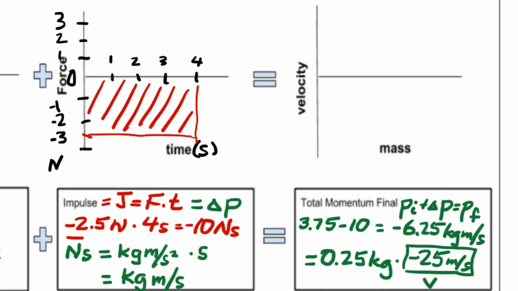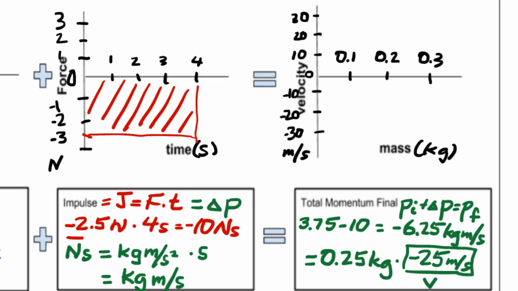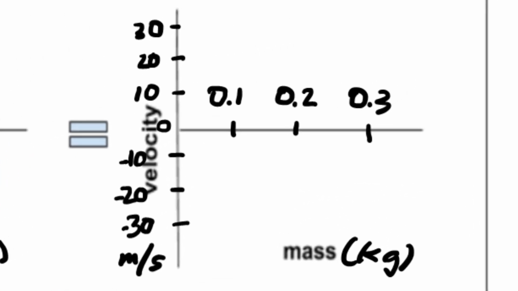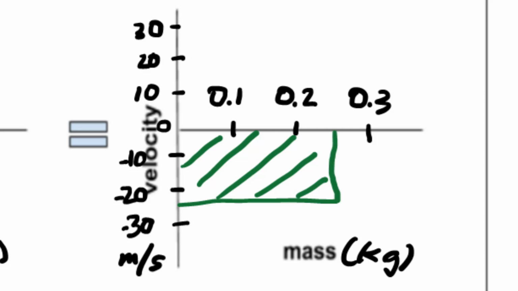Let's go ahead and put that in graphic form. Again, I'll label this graph velocity on the vertical axis, positive upward, downward negative, in meters per second. And again, I'll use the horizontal axis for mass in kilograms in 0.1 kilogram increments. I can represent this final momentum as a rectangle having a height of negative 25 meters per second and a width of 0.25 kilograms.